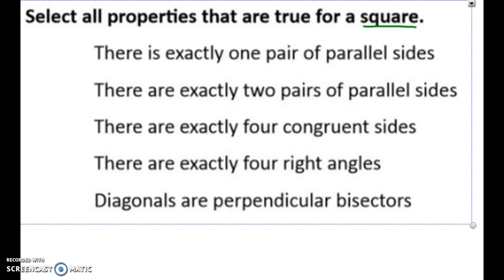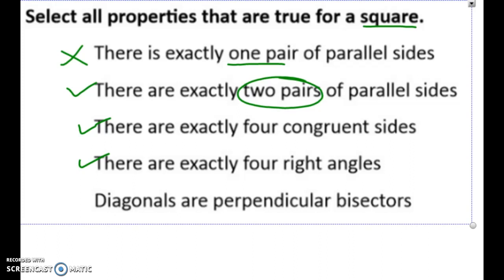Now, most everybody did well with the first four answers because most people know that there's not one pair of parallel sides, there should be two sets of parallel sides. So those are the way those are. And then a square needs four congruent sides and four right angles. The last one was where people got tripped up.